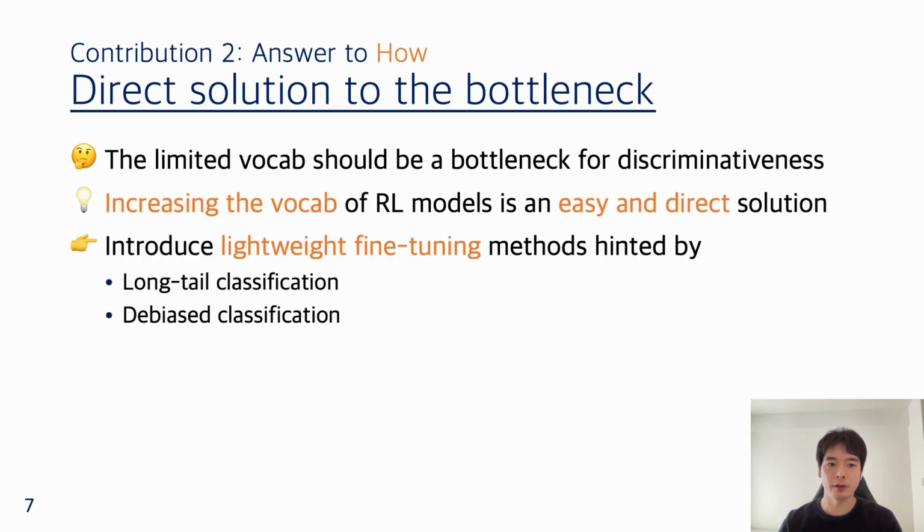Our second contribution is the answer to how. We found that the limited vocabulary is caused by reinforcement learning, and that it should be a bottleneck for discriminativeness. So our simple idea here is to increase the vocabulary of reinforcement learning models because it is an easy and direct solution to the bottleneck. We introduce lightweight fine-tuning methods hinted by long-tail classification and debiased classification.